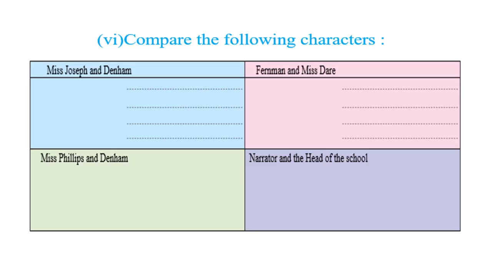Next is Furman and Miss Dare. What are the things mentioned about them? You can write that in short points. Four points are given. You can write only that much.